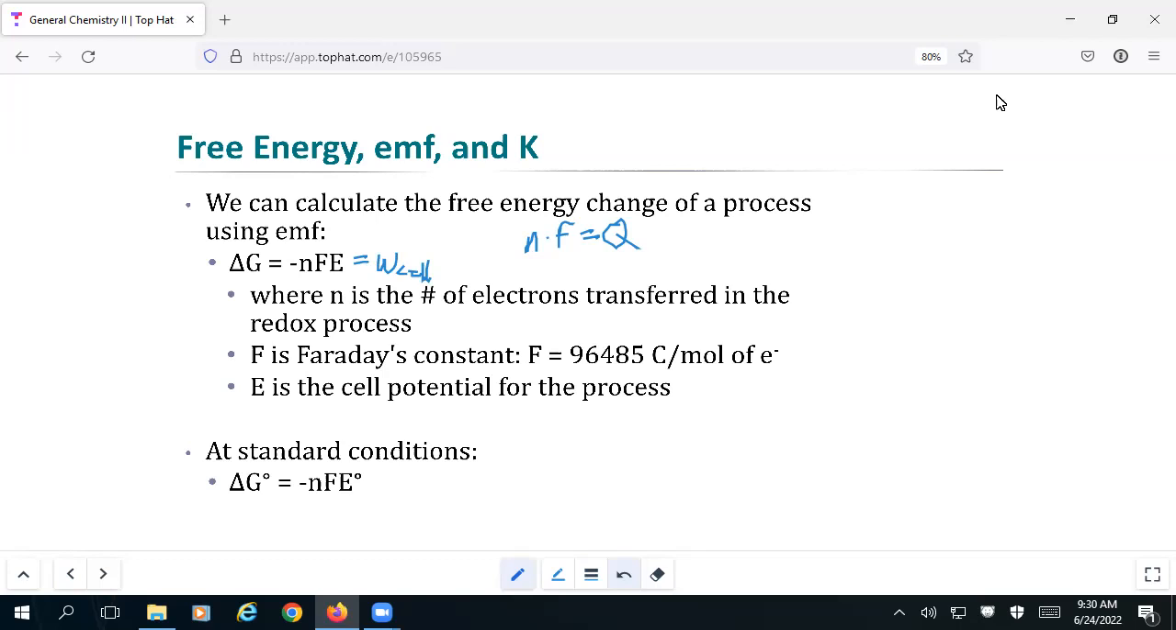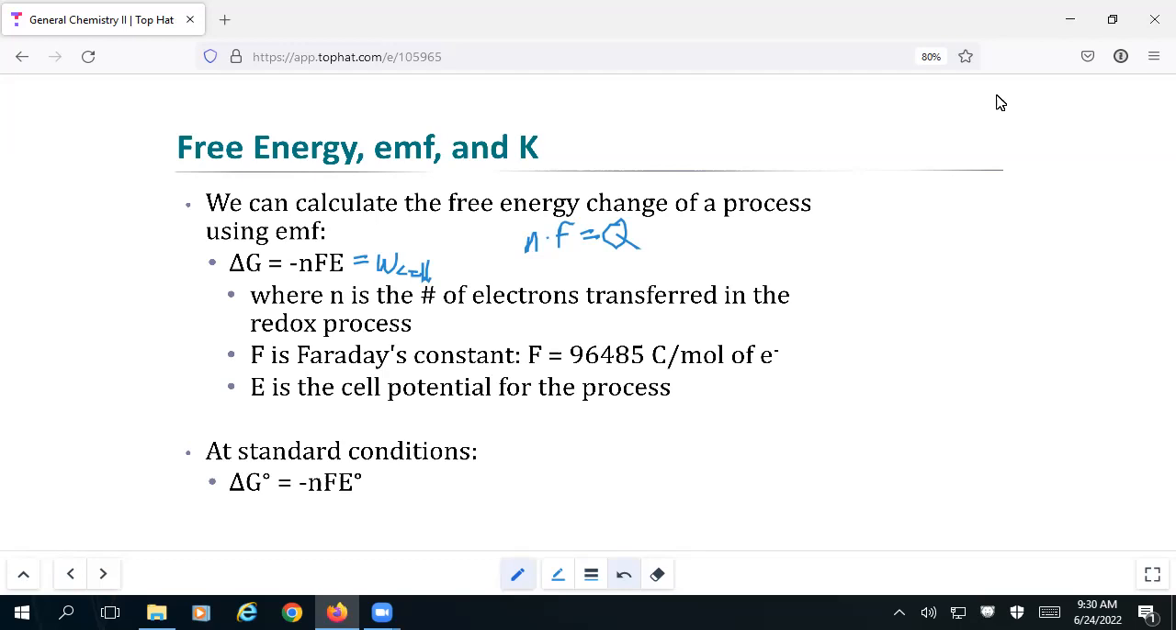And we're going to use this form because it's a lot easier to deal with. It's a lot easier to look at the balanced chemical equation, look at the redox, the oxidation numbers, and determine how many electrons are moving around. Faraday's constant is a constant value, so we don't need to worry about it changing. Cell potential is easy to measure using a voltmeter.